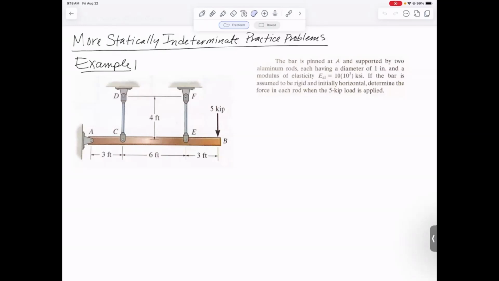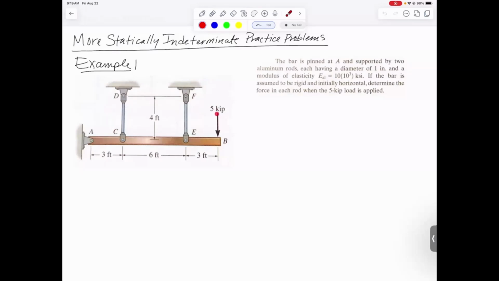I picked a couple of trickier problems where we have to do a little more work on the compatibility to do today. This first one is a bar, and it says it is pinned at A and supported by two aluminum rods. So that would be CD and EF that are my aluminum rods. Gives us their diameter of 1 inch, and they both have a modulus of elasticity of 10 times 10 to the third KSI. Supposed to assume this bar is a whole lot more rigid and stiff compared to these thin rods. And we assume that it starts out horizontal before we apply any forces.